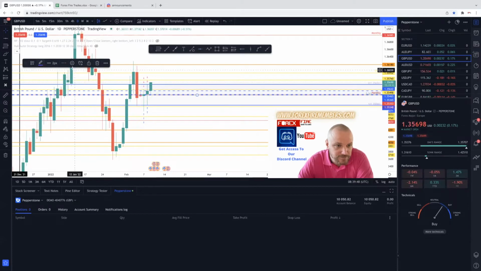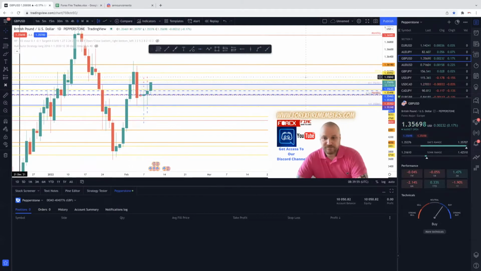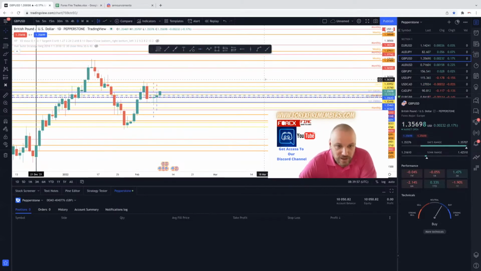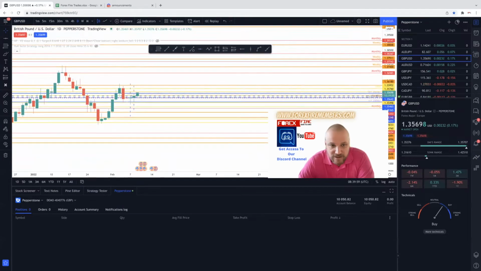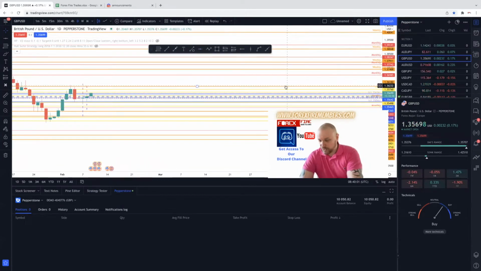We need it to be purple. We need it to be dotted, and I needed that a little bit thicker. Okay. Right. So that's the area for that one that we can trade now.